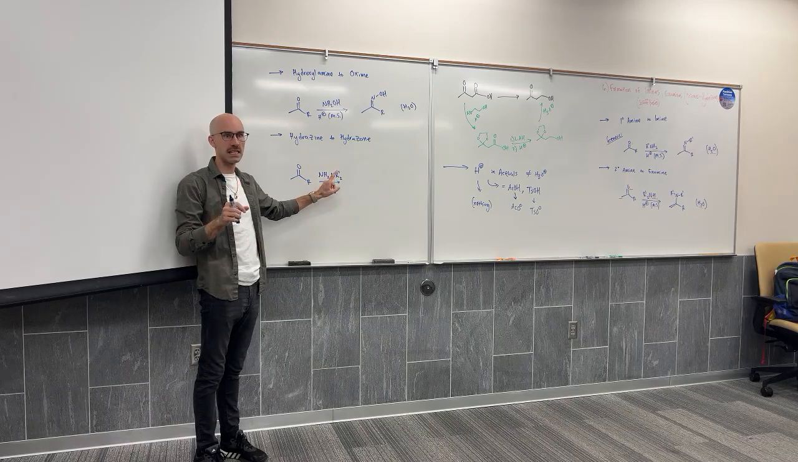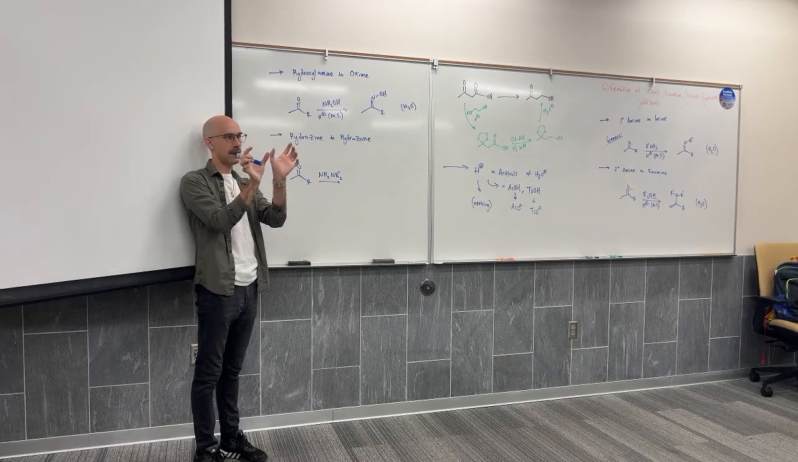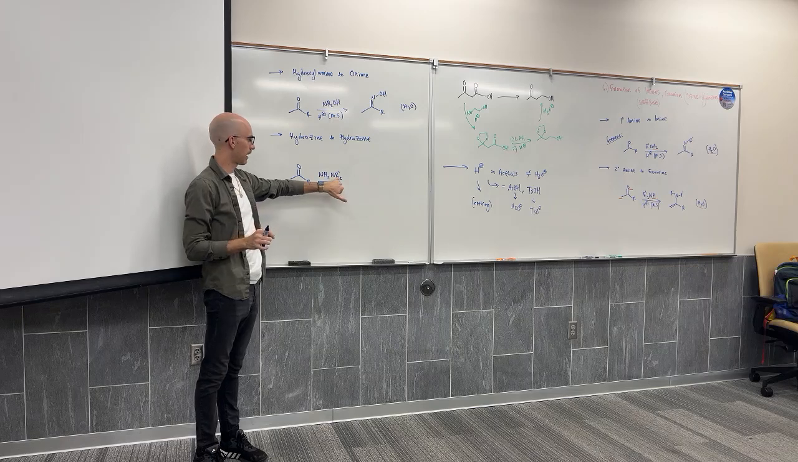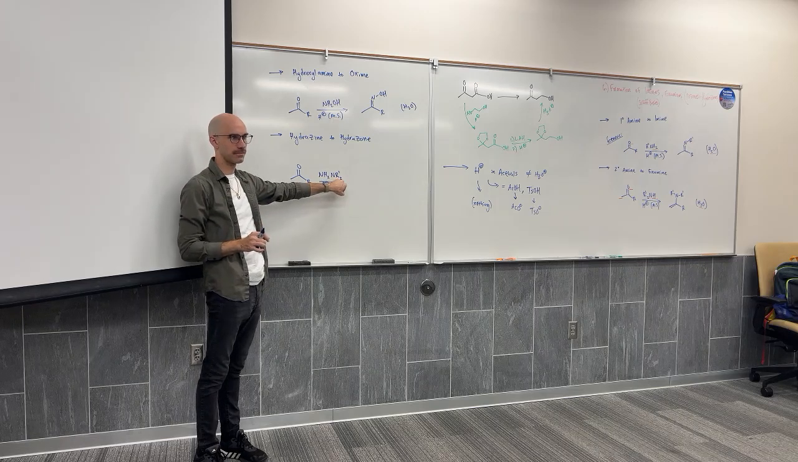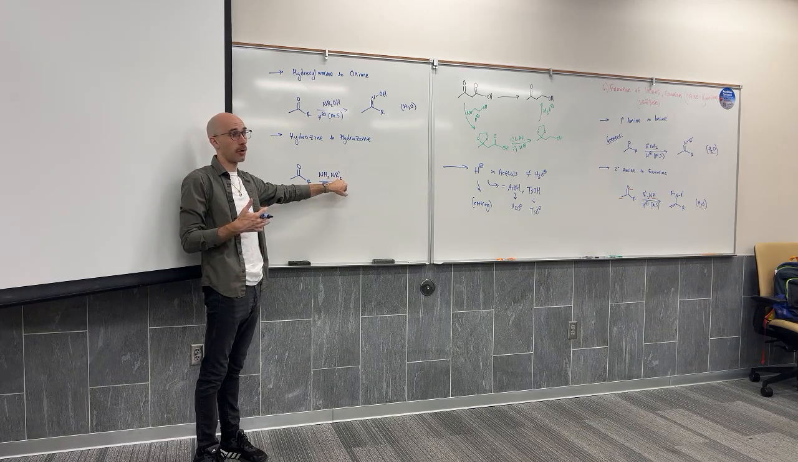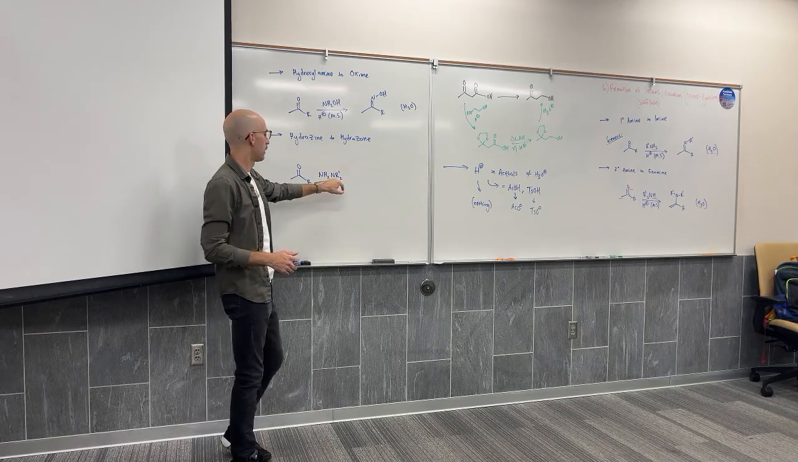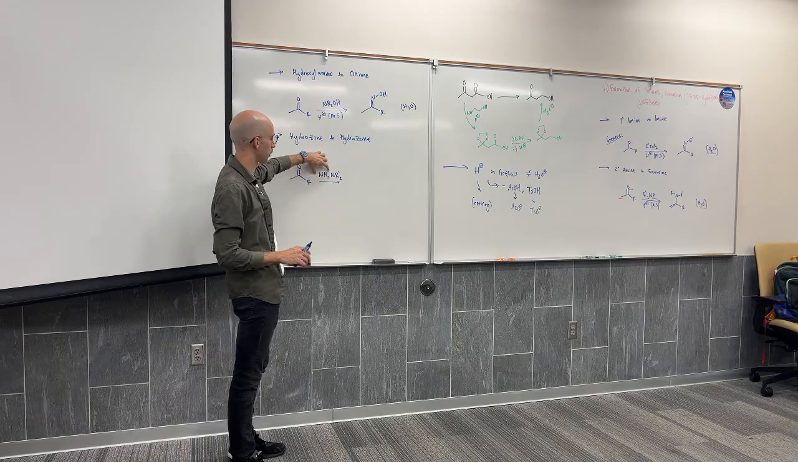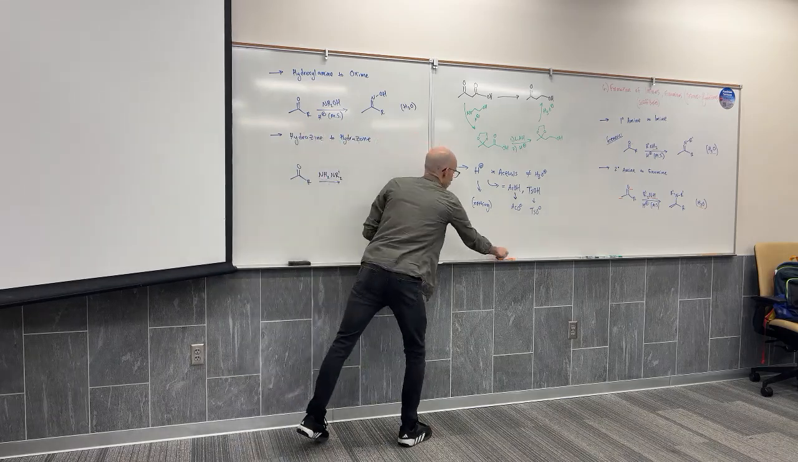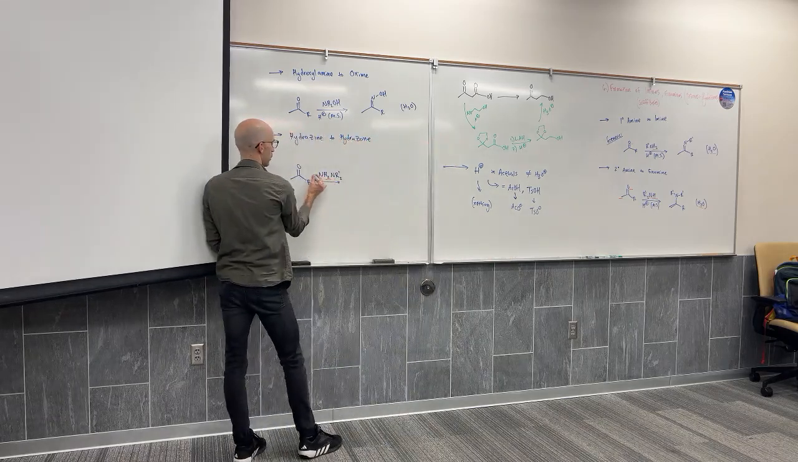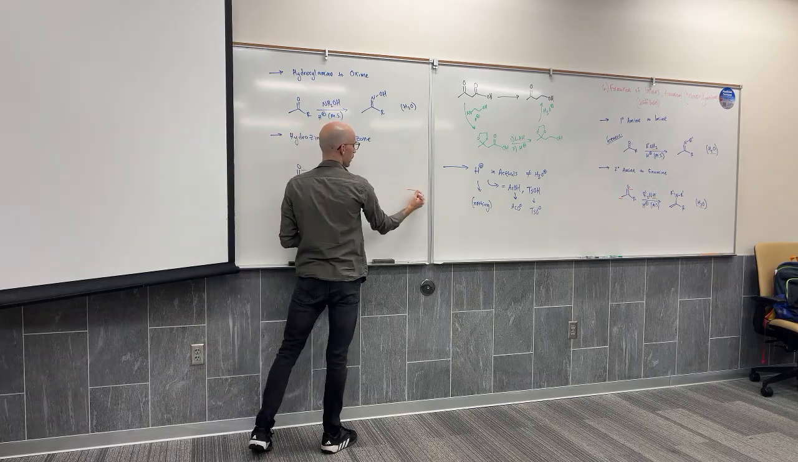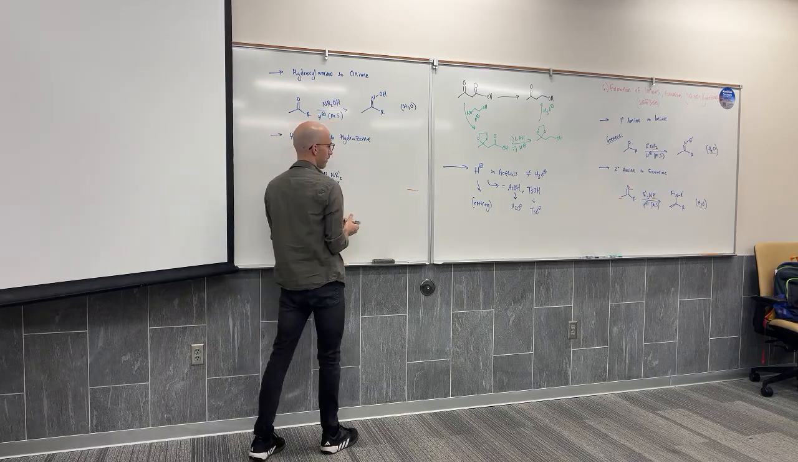Remember that hydrazine is H2N, NH2. In that case, R prime is H. But R prime could be one H and one phenyl group, one H and one methyl group. So this second nitrogen can be anything, but the first nitrogen still needs to set me up to remove that equivalence of H2O at the end.